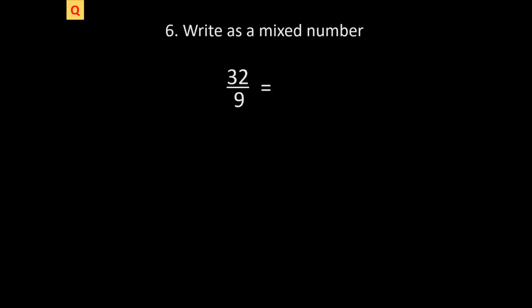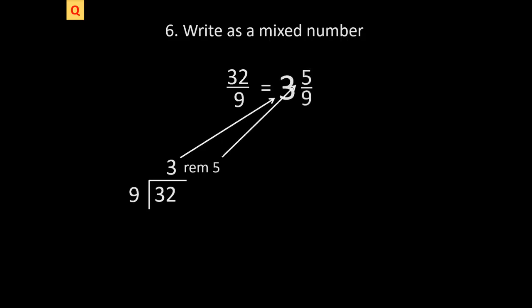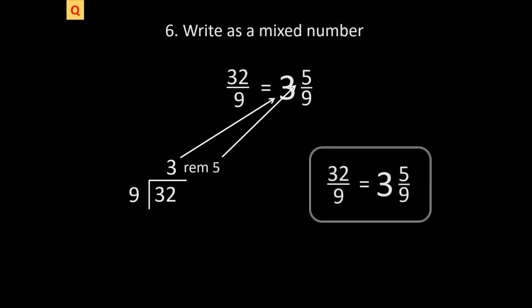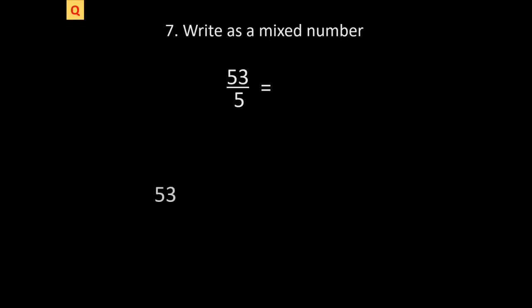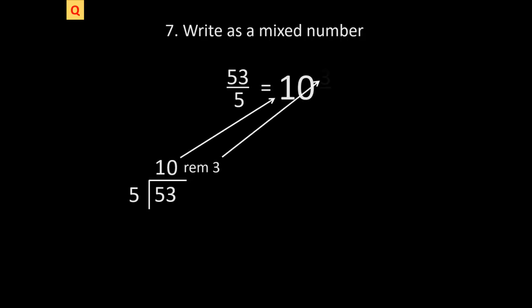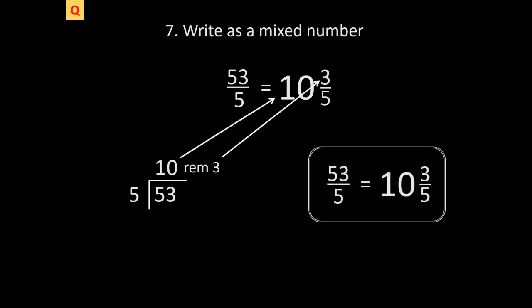Number 6, 32/9. How many 9's in 32? 3 9's is 27, so we got 3, remainder 5. So it's 3 wholes, and we've got 5/9. So 32/9 is 3 5/9. Nearly there, 53/5. Okay, 53 divided by 5 is 10, remainder 3. So we've got 10 wholes and 3/5.